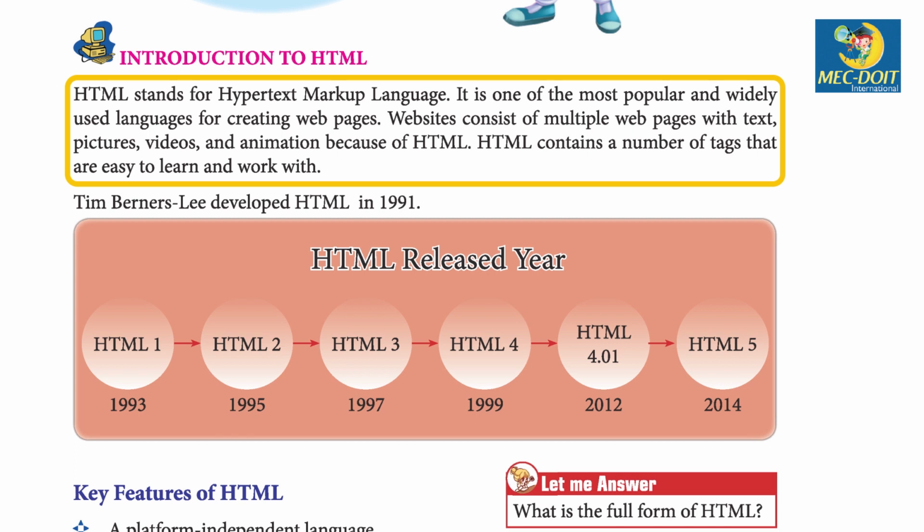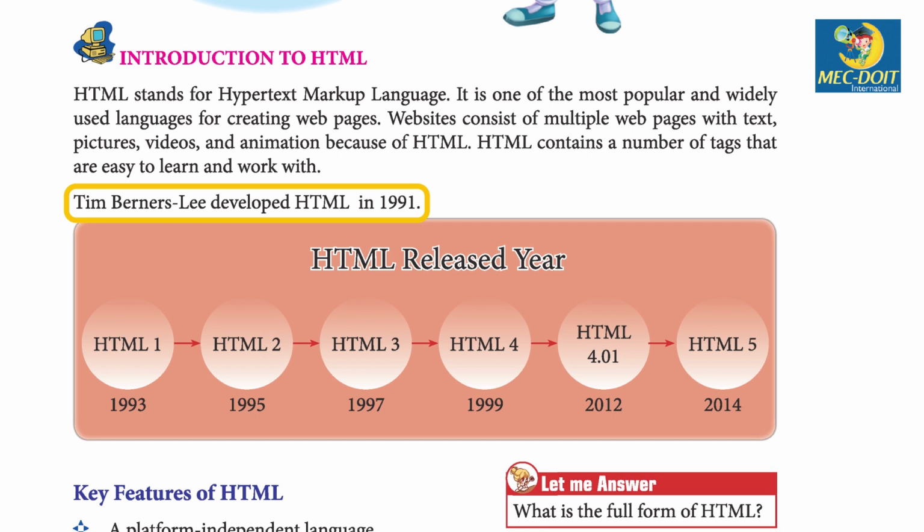A website consists of multiple web pages with text, pictures, videos and animation, because of HTML. HTML contains a number of tags that are easy to learn and work with. Tim Berners-Lee developed HTML in 1991.